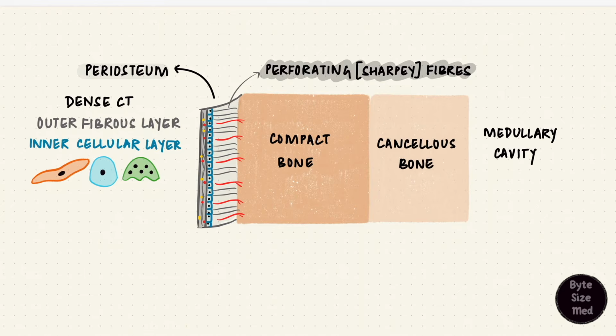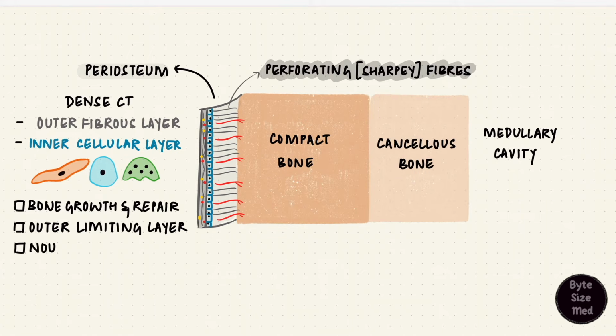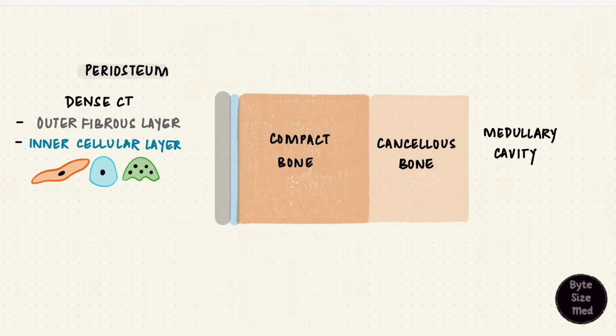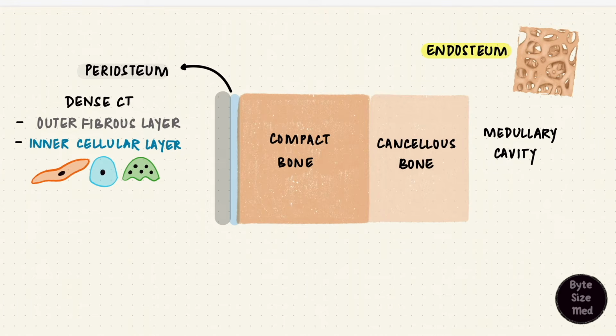So the periosteum is needed for bone growth and repair. It also forms the outer limiting layer of bone. It provides nourishment to the bone and forms a site of attachment for tendons of muscles. Periosteum is on the outside. The endosteum is on the inside. Peri outside, endo inside, and it lines the marrow cavities. And we'll get to that. This endosteum also has a similar cellular layer with osteoprogenitor cells, those osteoblasts, bone lining cells, and even osteoclasts.